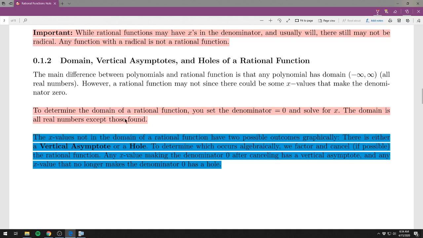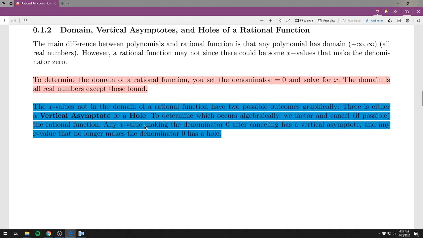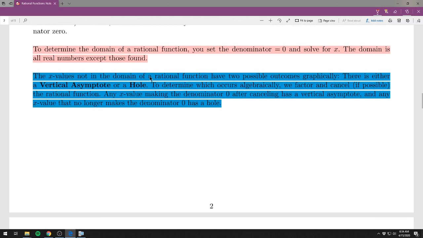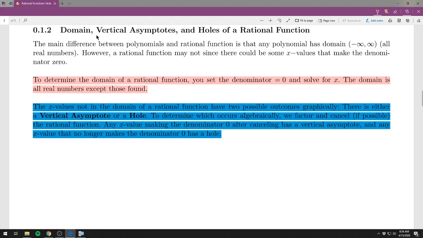Okay. Now, one thing you'll see with one of the examples I have, we'll have a rational function with an x in the denominator, but you don't have any values that make it 0, and that's fine. You don't have to get any x values when you solve this part. So don't force yourself to have them. The x values not in the domain of a rational function have two possible outcomes. They're either vertical asymptotes or holes. There is no other option for them.